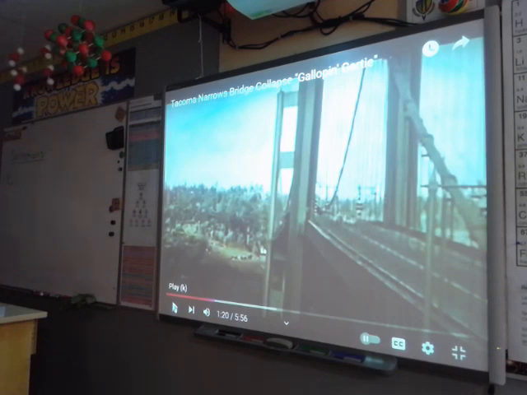The bridge is actually moving like that, 100%. No, the bridge is actually doing this, right? It's actually doing that, yeah.